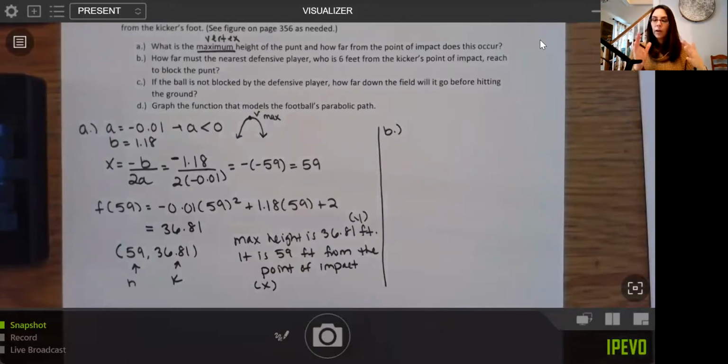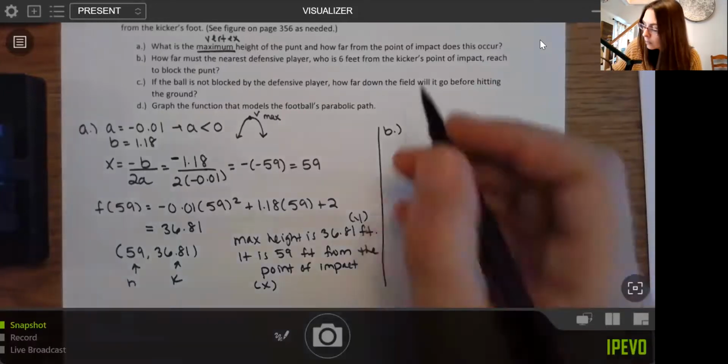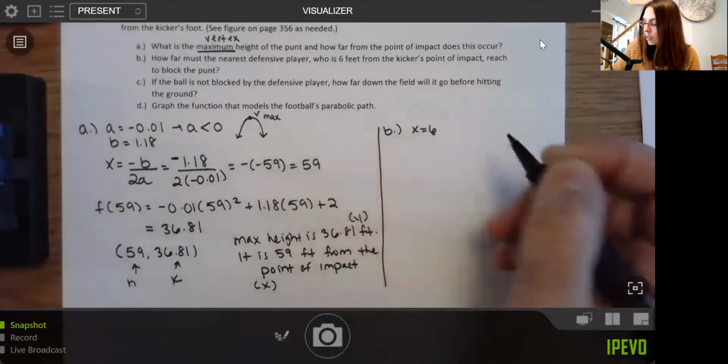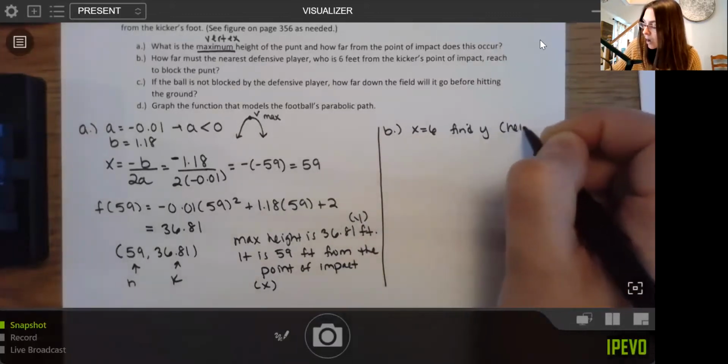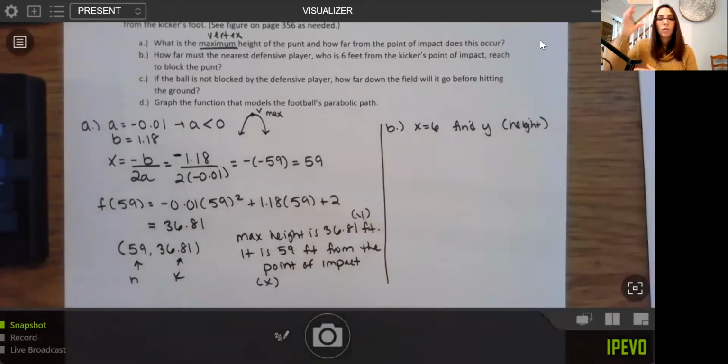So what we need to figure out is, well, if that player is 6 feet away, how high would they have to jump to actually reach that ball, right? That's what really we're looking for here. So we know he's 6 feet from the player, so we're 6 feet out horizontally. That's our X value. And we're looking for our Y value, which is the height. So how high would that player have to jump in order to grab that ball? So let's go ahead and plug this in.